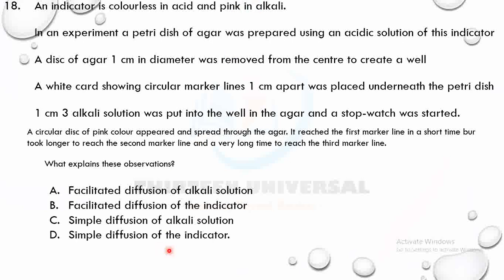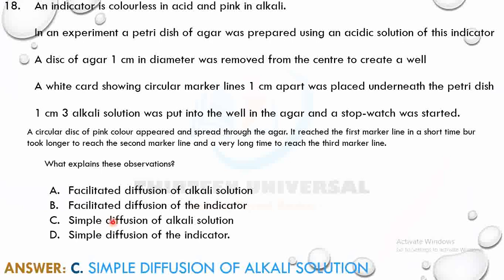Any question that has to do with alkali here, we choose it. A mentions alkali, C mentions alkali, right? But if it's going to move, it's going to be by simple diffusion, not facilitated. Facilitated means it requires a transport protein, but it's just moving through the agar. There's no cell membrane involved. Facilitated diffusion deals with a cell membrane, but simple diffusion doesn't need a cell membrane. It's just a movement. So it's simple diffusion of the alkali, because alkali forms a pink color.